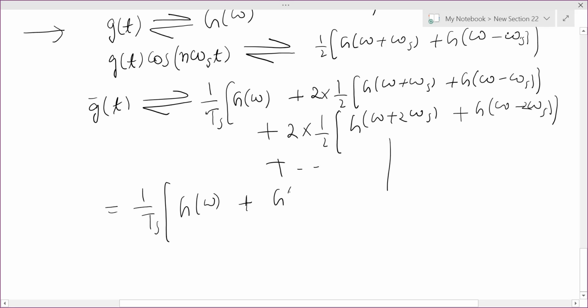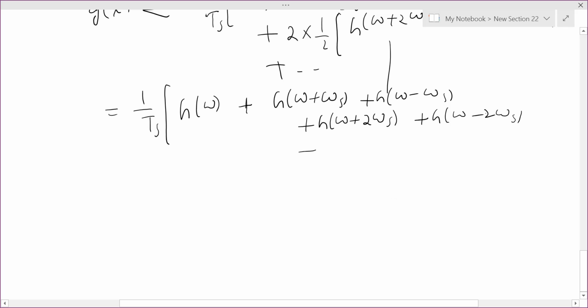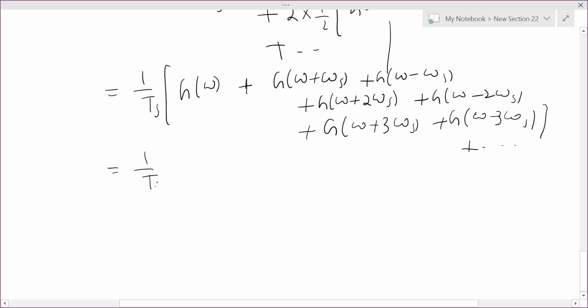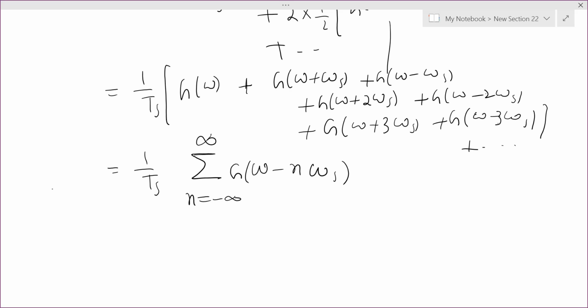g of omega plus g of omega plus omega s plus g of omega minus omega s plus g of omega plus 2 omega s plus g of omega minus 2 omega s plus g of omega plus 3 omega s plus g of omega minus 3 omega s, and so on and so forth, right? So I can write in short 1 by Ts summation of g of omega minus n omega s, n from minus infinity to infinity. This I can write short, okay, and from minus infinity to infinity you will see all the terms will be covered, and I can write this as g bar of omega.